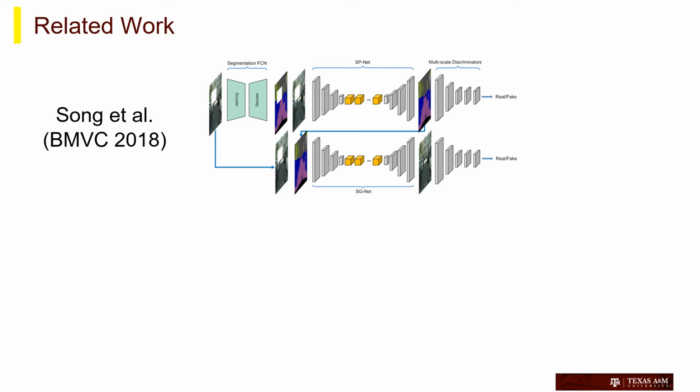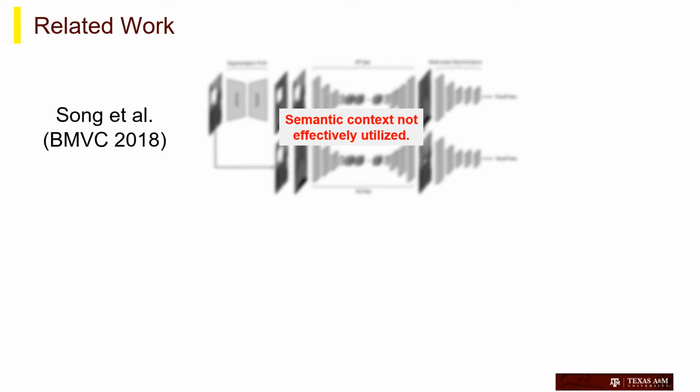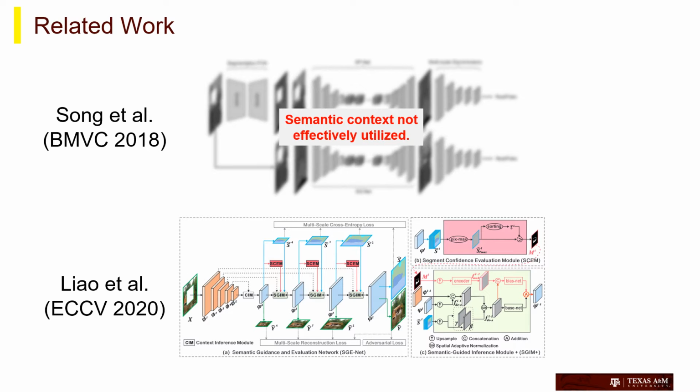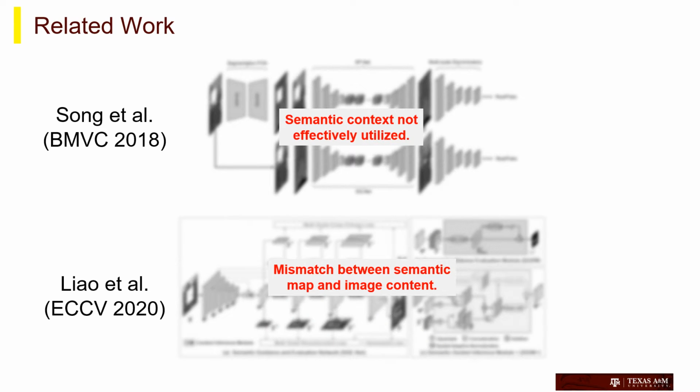Some other methods also explicitly use semantic information. Song et al. proposed to guide the inpainting network using a semantic segmentation map. However, they failed to utilize this semantic information effectively. Liao et al. also proposed to use the semantic information. However, their approach independently predicts the semantic map and image content at a given resolution. This may cause a mismatch between the semantic label and the image content at a given location.